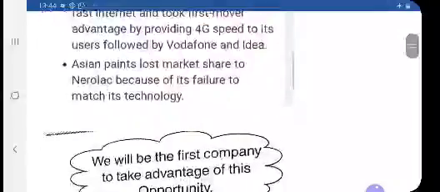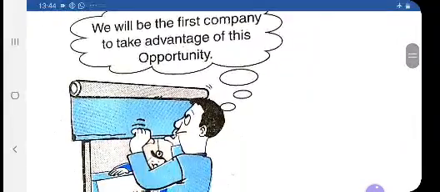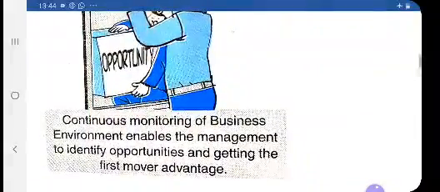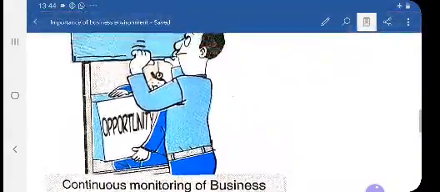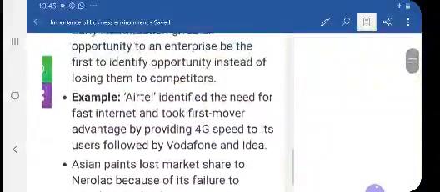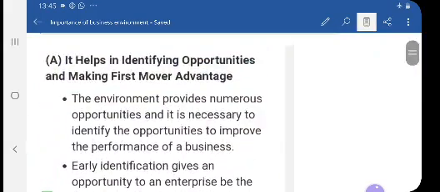Now come to the second, and see this picture. We will be the first company to take advantage of this opportunity. Continuous monitoring of business environment enables the management to identify opportunities and get the first mover advantage. So many multinational companies have a separate research and development department. They always closely watch the needs of consumers, their tastes and preferences, and accordingly manufacture the goods, and that leads to earning maximum share in the market. So this is the first important point.